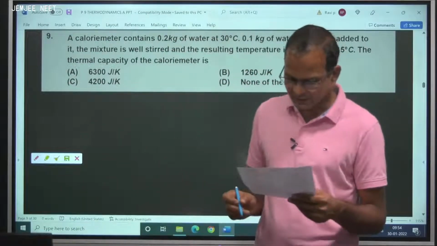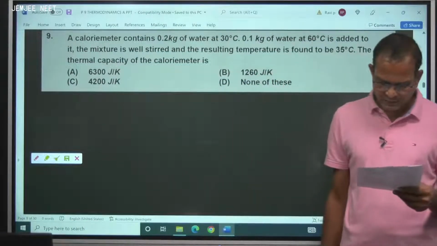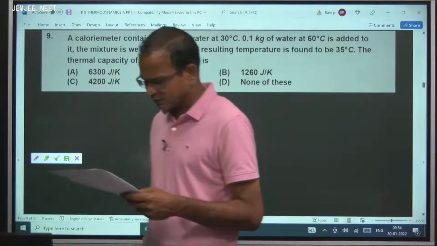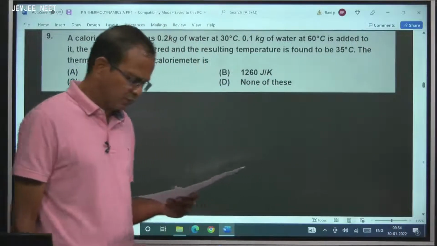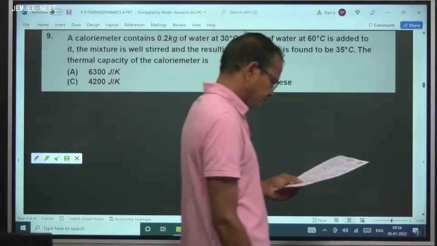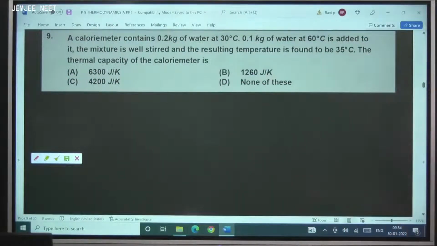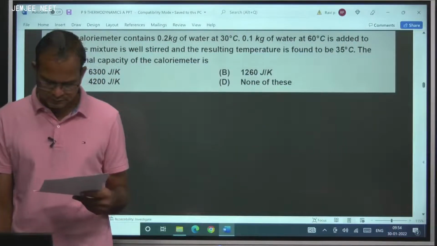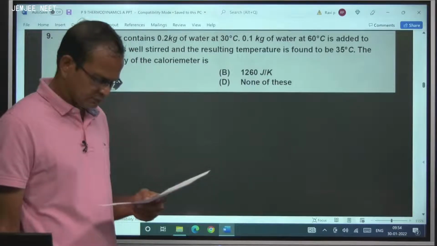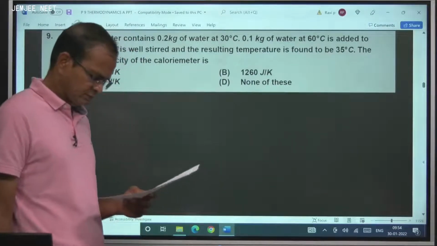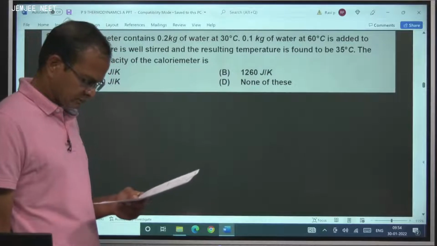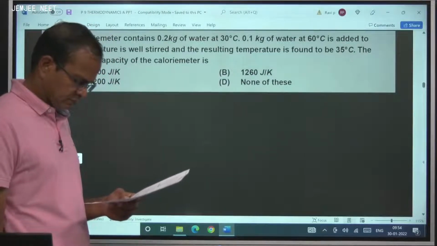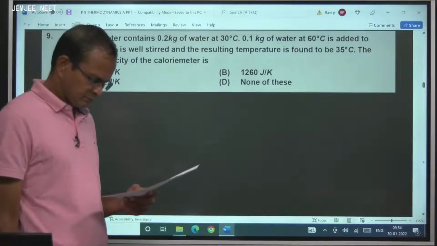This is method of mixture, I think. A calorimeter contains 0.2 kg of water at 30 degrees Celsius, 0.1 kg of water at 60 degrees Celsius. Thermal capacity of the calorimeter.